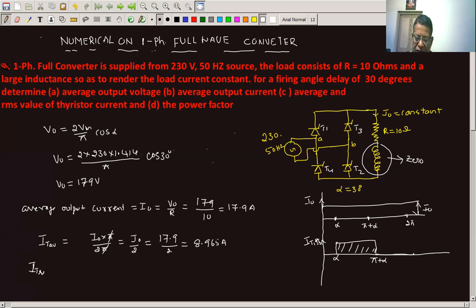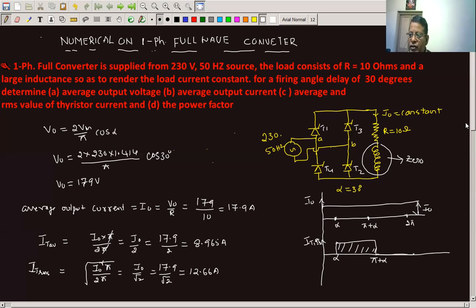Now the RMS thyristor current, IT RMS. How we are going to find it: I0 square into pi divided by 2 pi, whole root. So we are getting the value I0 by root 2. Already we know the value of I0, that is 17.9 divided by root 2. How much value are you getting? 12.66 amperes.